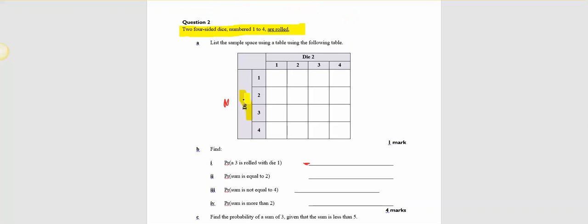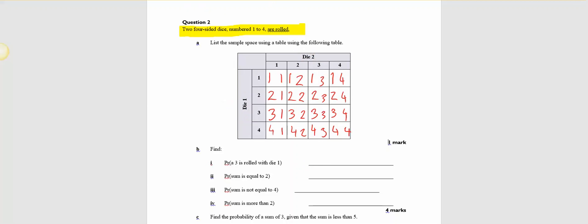So if this is die 1 and this is die 2, we need to go through it so that we've rolled a 1, a 2. Obviously this is die 1, so we put it first, and 4. And then this is die 2, so we do that one second. So the 1s all go here, the 2s all go here, the 3s, and so on. So now we've got it correct, and we're going to be able to answer all of the questions having put them in the right way.